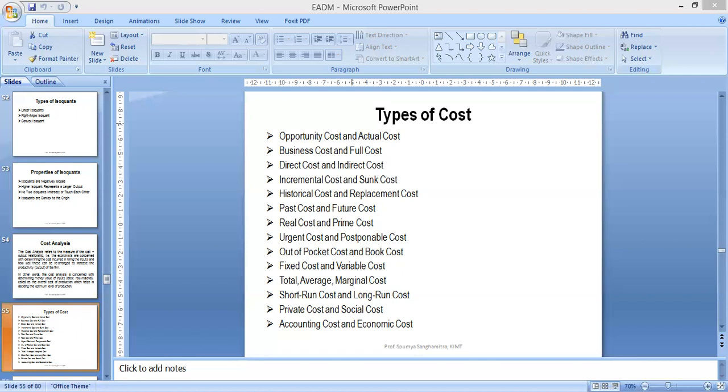For example, if a machine price is 1 lakh in 2001 and its present price is 2 lakh, the actual cost is 1 lakh, which is historical cost, while 2 lakh is the replacement cost.